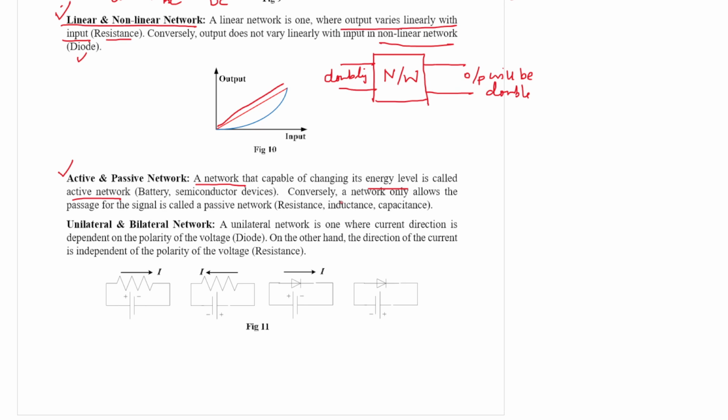It will provide a path for current to flow. That is why it is called a passive network, having for example resistance, inductance, and capacitance.